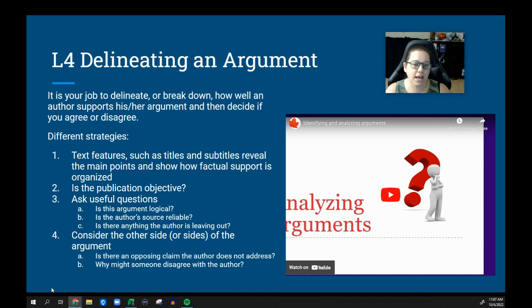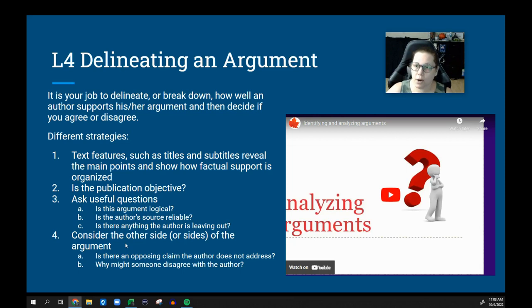Consider the other side or sides of the argument. Is there an opposing claim the author doesn't address? Why might someone disagree with this author? You need to look at both sides of the argument, okay, guys? Because in your writing, you have to be able to support your opinion or your side of the argument with evidence, but you also have to be able to figure out how you're going to disprove the opposing side's claims. Okay. So you have to be able to do that.